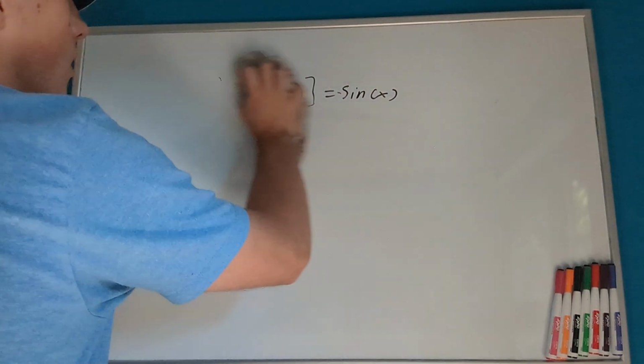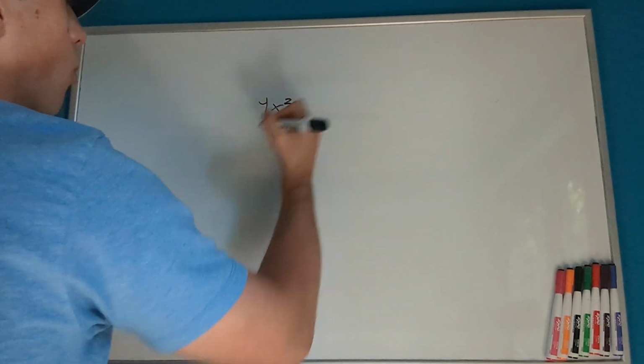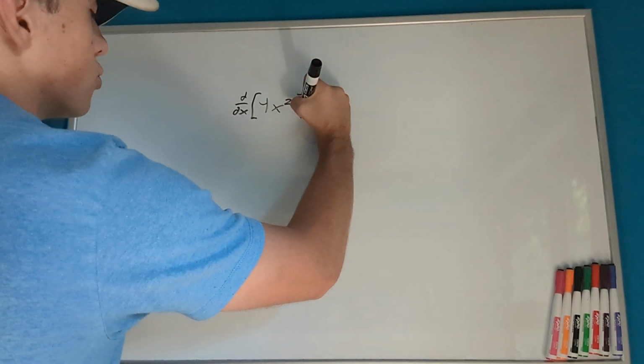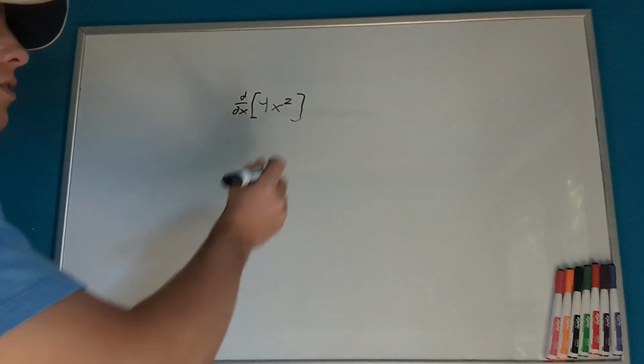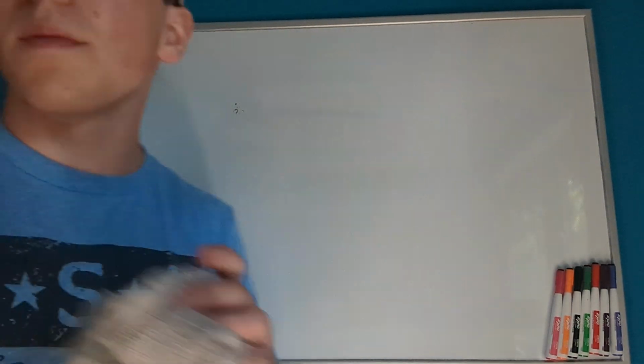So then also if you have like 4x squared, right, the derivative of this, do you want to use the chain rule? No, you don't want to use the chain rule. You can just use the power rule, right? So there are certain circumstances where you'll want to use the chain rule, where you're going to want to use the quotient rule, and you're going to want to use the power rule and the product rule.